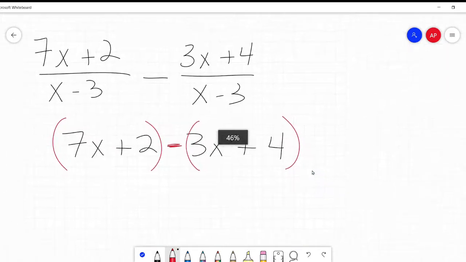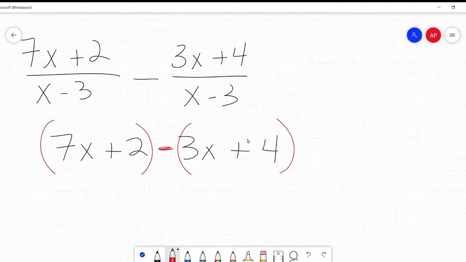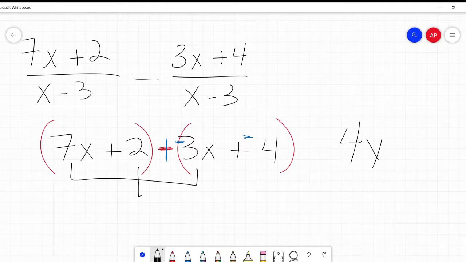So in this case, what I like to do is I like to do plus and then change the signs of both things inside. So that way I know it's taken care of. I combine like terms. 7x plus negative 3x is 4x, and 2 minus 4 is negative 2.